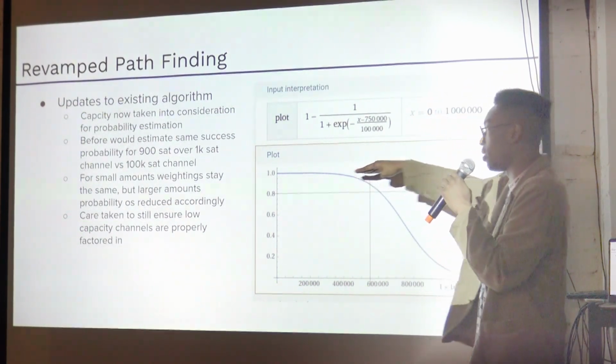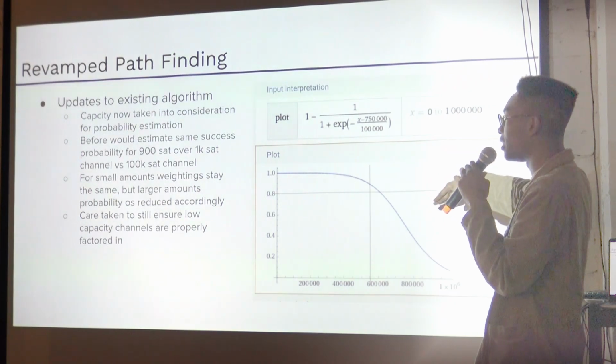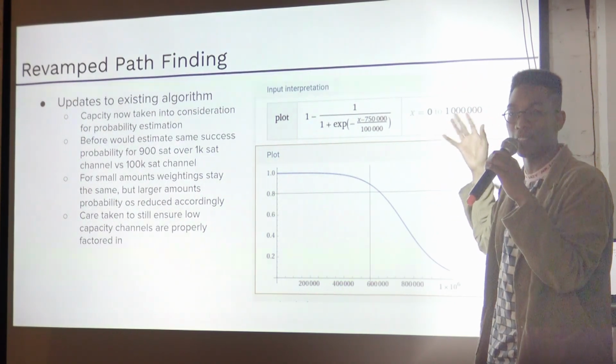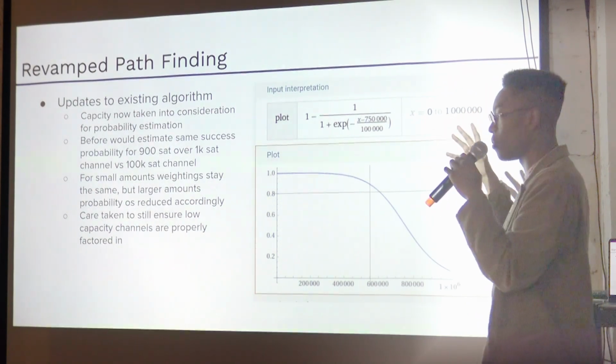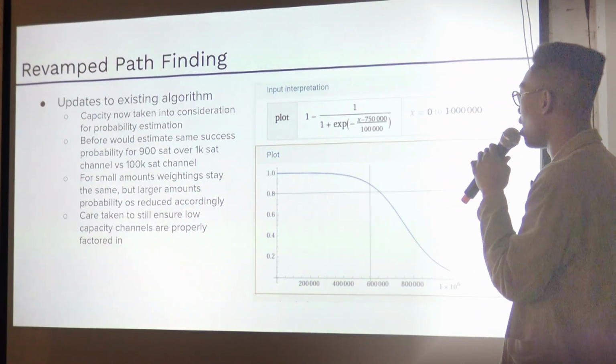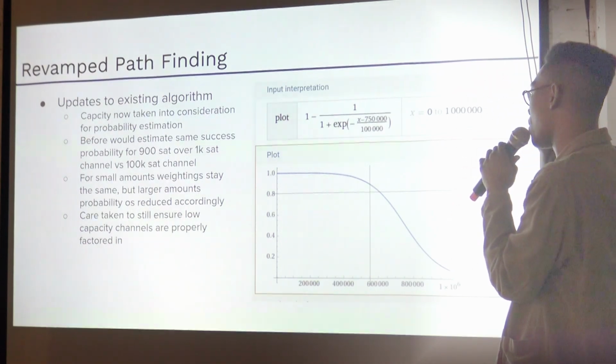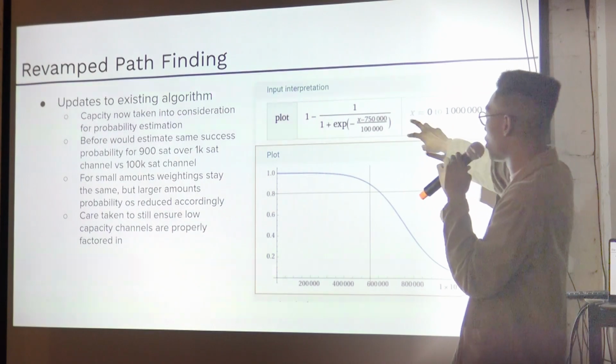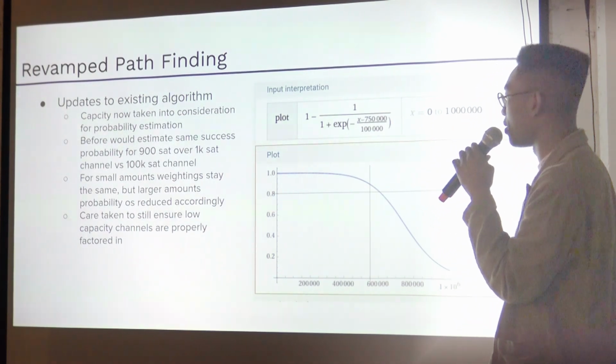Before, this would basically be flat. You would say, okay, well, I can send up to 0.9 BTC of a 1 BTC channel, which is realistic because of the way things work, maybe the funds will be on the right side. And this is the algorithm that we use right now in order to create this curve. There are some parameters in here that we can tune over time as well.